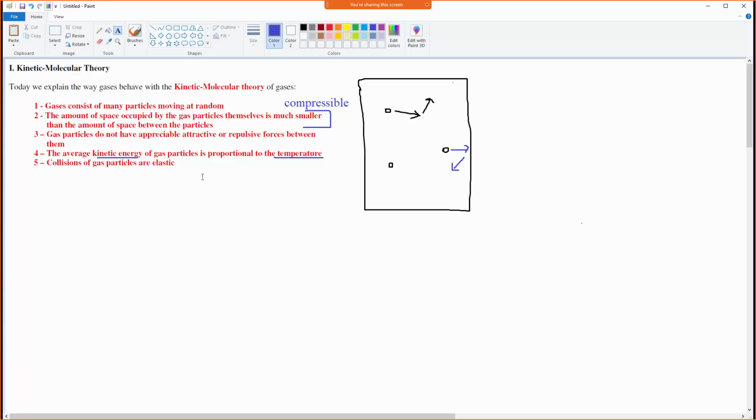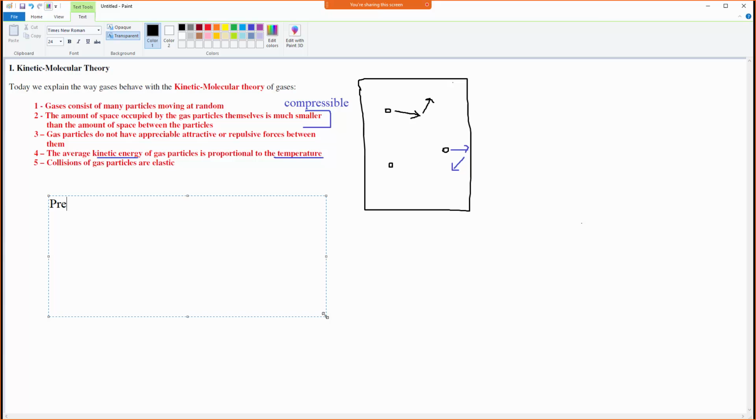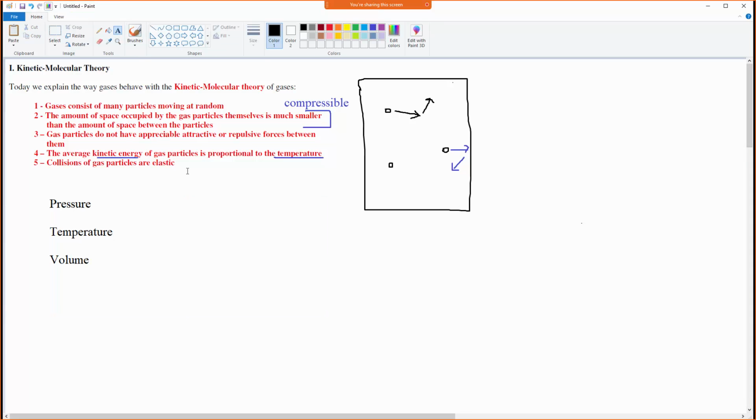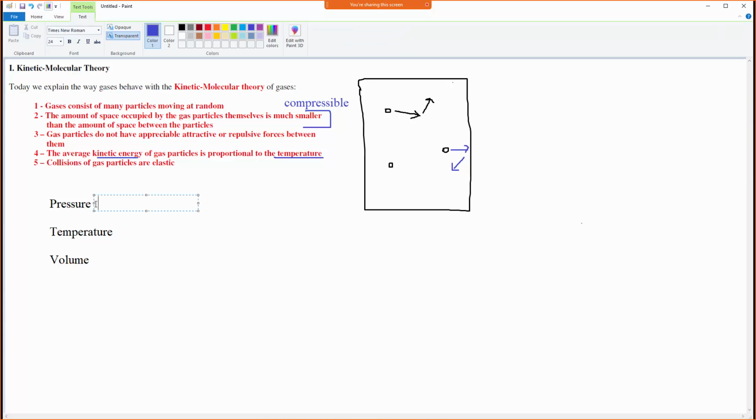All right, well, let's then talk a little bit about the math and the quantities that we're going to be looking at. So for gases, the quantities that we look at are pressure, temperature, and volume. All right, so pressure is represented by P.